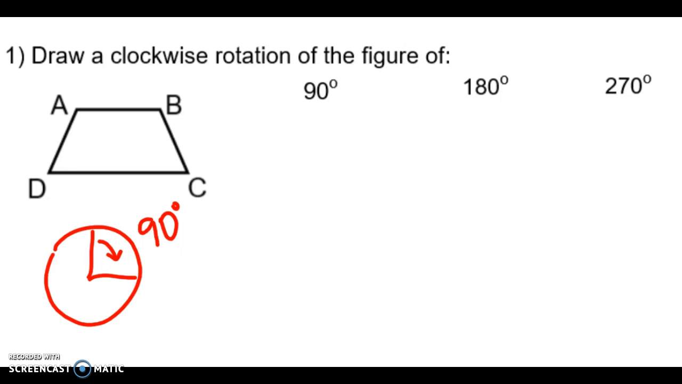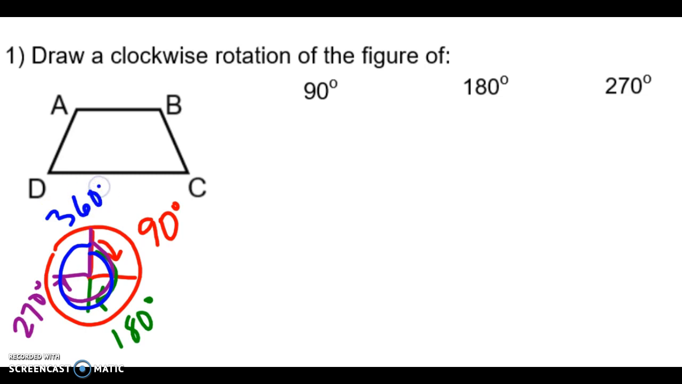And if we're talking 12 o'clock to 6 o'clock, that is a 180-degree rotation. And then if we're talking 12 o'clock to 9 o'clock, that right there is going to be 270 degrees. And then obviously an entire turn from 12 o'clock to 12 o'clock is our 360 degrees. And then clockwise is the way a clock goes, and the opposite of that is counterclockwise.